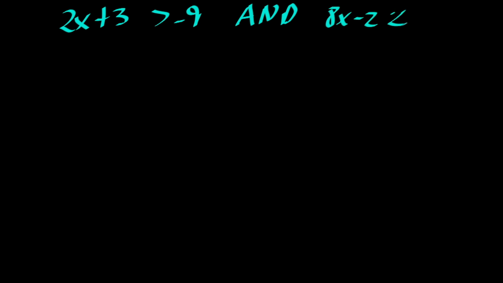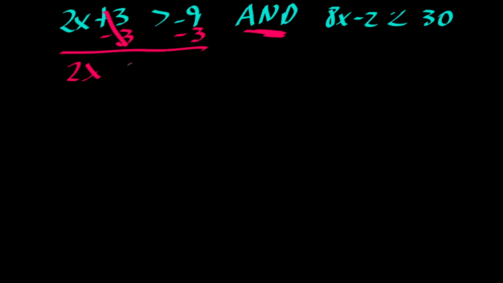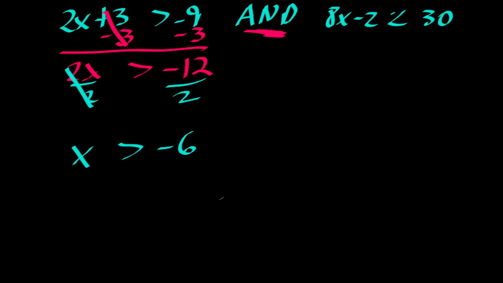All right, let's start with 2x plus 3 greater than -9, and we've got 8x minus 2 less than 30. Once again, if you have an or or an and, it doesn't matter. You're just going to solve each of these inequalities separately. So for this side, we're going to subtract 3. I'll start to speed this up. So 2x greater than -12. Now we're going to divide by 2 to get rid of 2. X is going to be greater than -6. And my inequality did not flip because I divided by a +2.